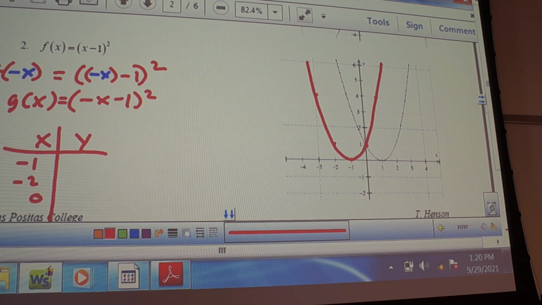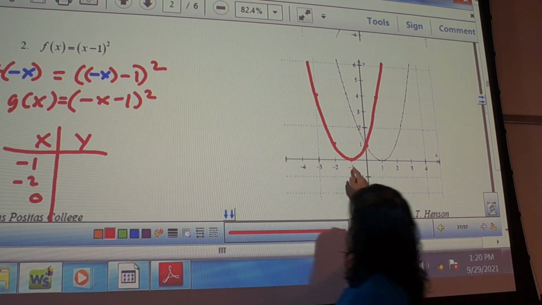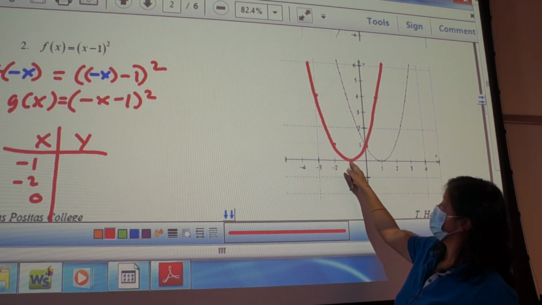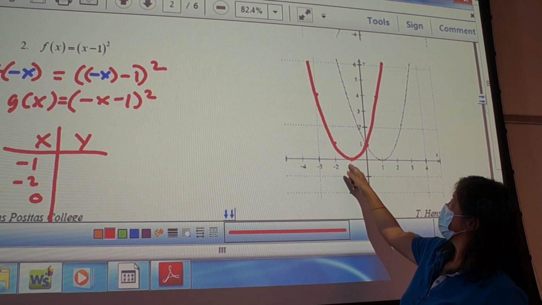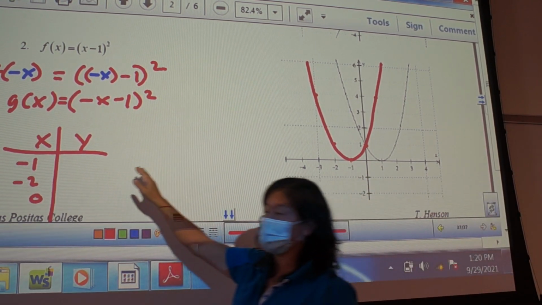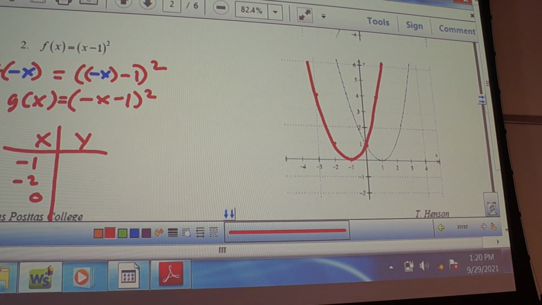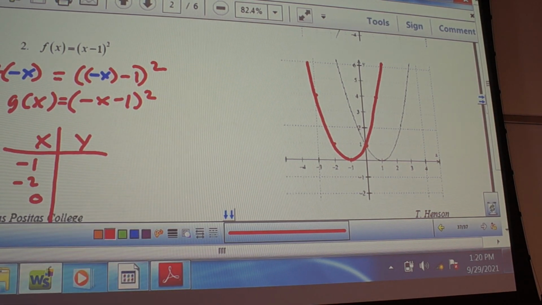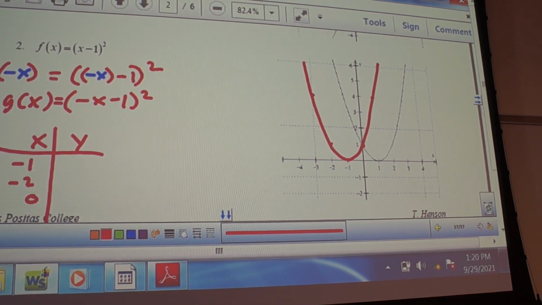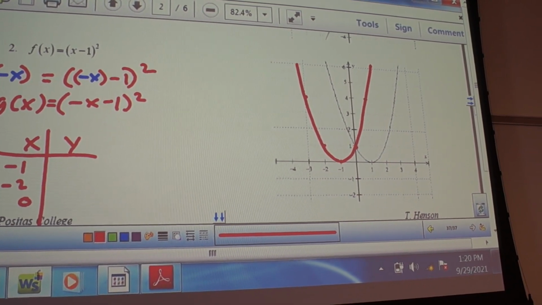And shall I let you guys cheat? If you want, I can let you guys cheat a little bit, and you can just find the points here. -1 goes with what? What's my y? And then you can just pop them in there. That's okay too. I'm okay if you do that. I'll let you guys do a little shortcut. It's a little cheating, but that's fine. Totally okay.